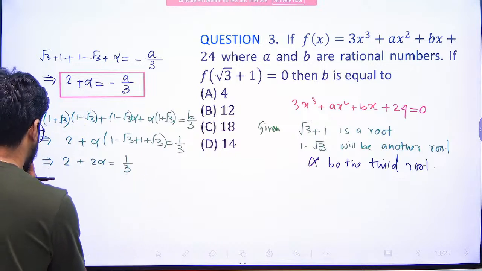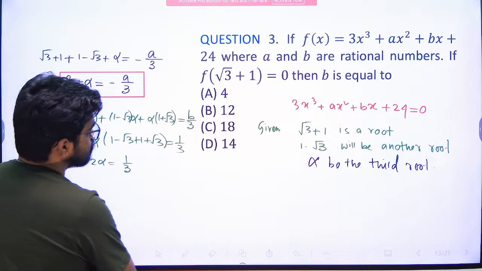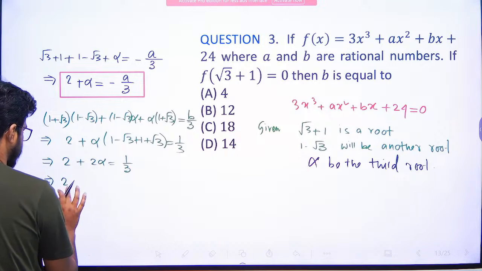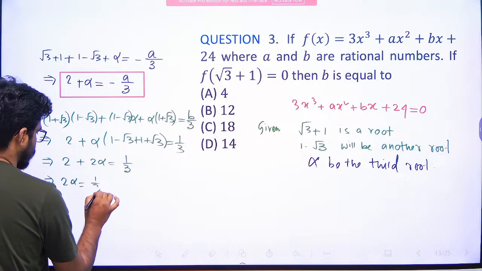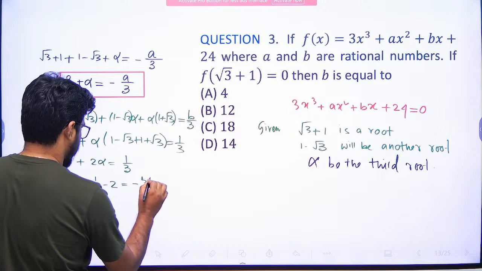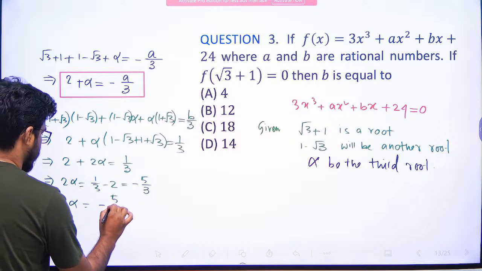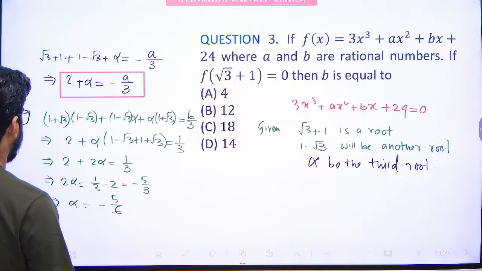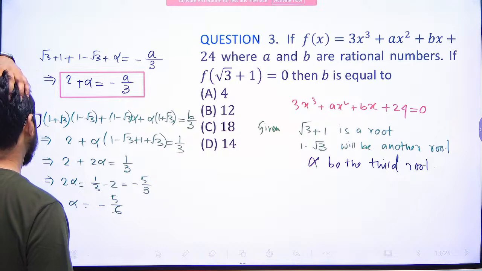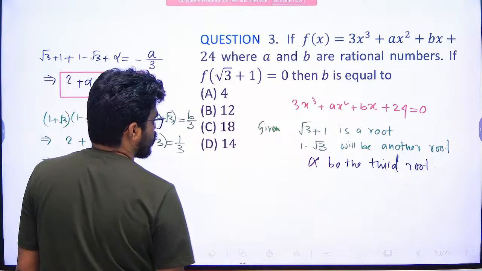So this implies 2 alpha is equal to 1 by 3 minus 2, that is 1 minus 6, that is minus 5 by 3. So alpha will be minus 5 by 6. Is the calculation correct? Okay. Next, product of the roots.